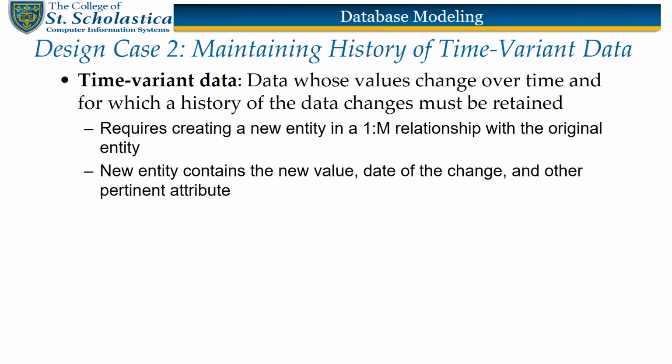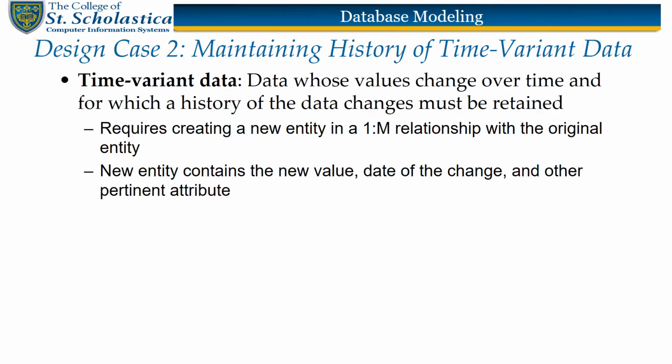Normally, data changes are managed by replacing the existing attribute value with the new value, without regard to the previous value. However, in some cases, the history of values for a given attribute must be preserved. From a data modeling point of view, time-variant data refer to data whose values change over time and for which we must keep a history of the data changes.